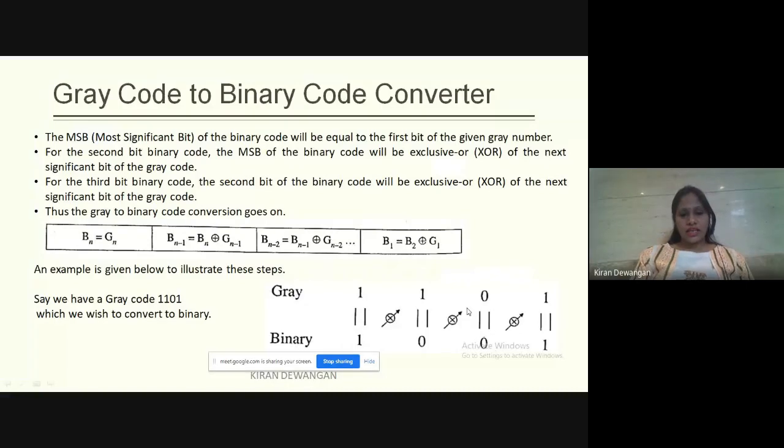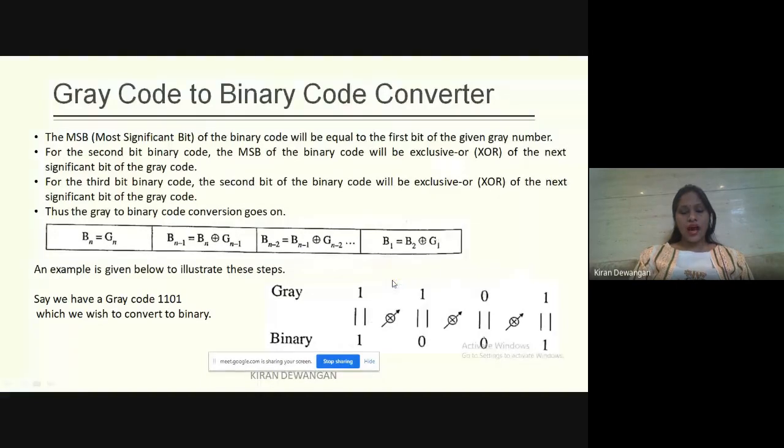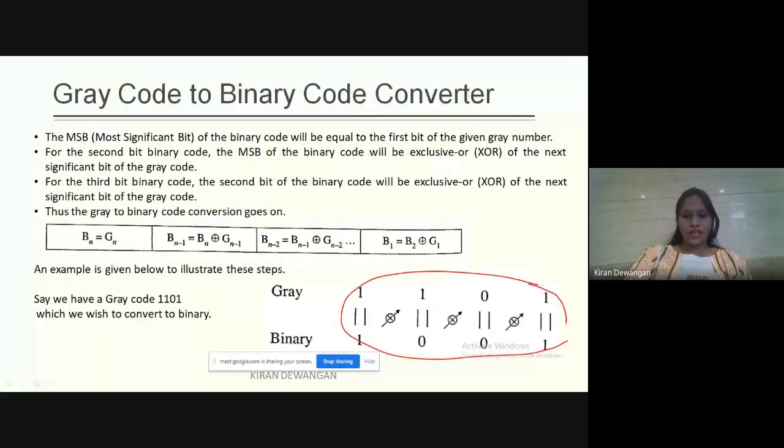This is the gray code to binary code converter. As we have seen, in this one, what was the concept? How do we convert gray to binary? This was the concept, right? That we studied in yesterday's class. If we are given 1101, what do we do? We write the MSB of the gray as it is as the binary.